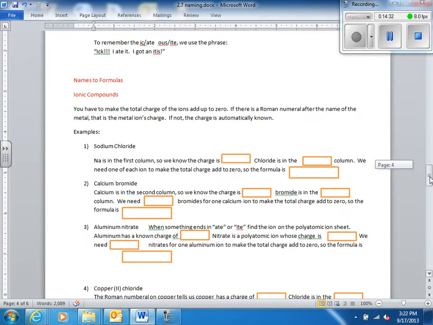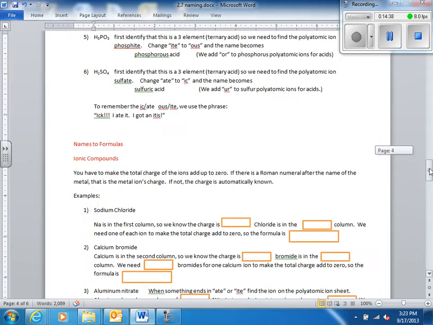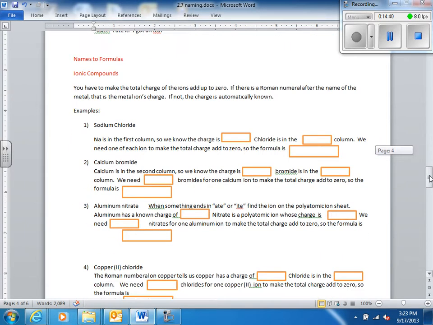Okay, now we're going to go backwards. So we just learned how to go from all these formulas to names. Now we're going to do the opposite, the reverse. But you've seen this all, so it should be straightforward. We'll do a whole bunch of examples.